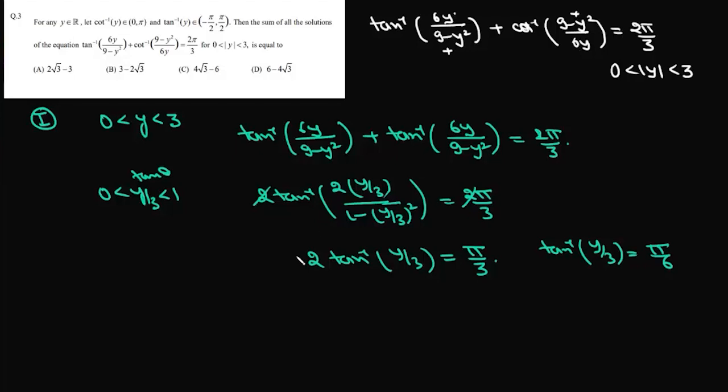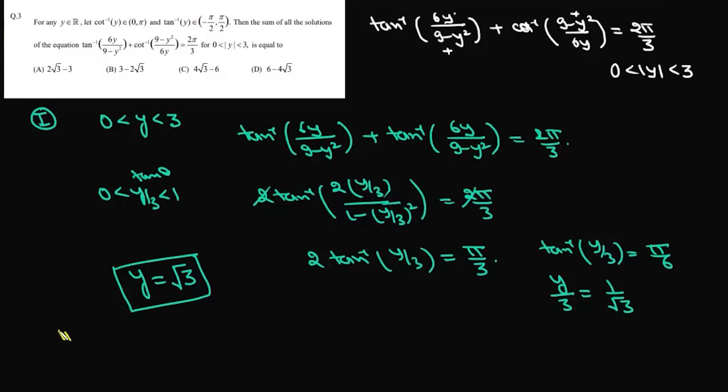We have done all that in our inverse trigonometry playlist in depth. Now this is y by 3 and tan pi by 6 is 1 by root 3. So from here we'll get the value of y as root 3. So one of the solutions is y equals root 3 when y lies between 0 and 3. Now we'll take up the second case when y lies between minus 3 and 0.